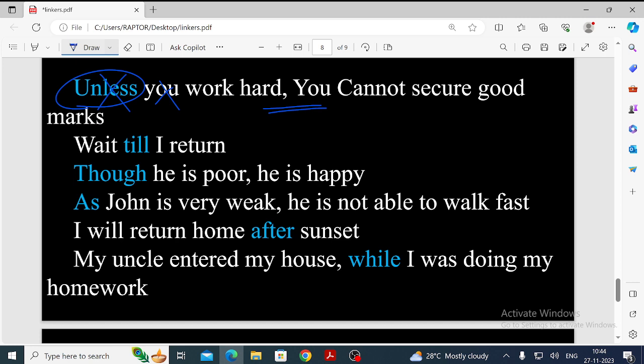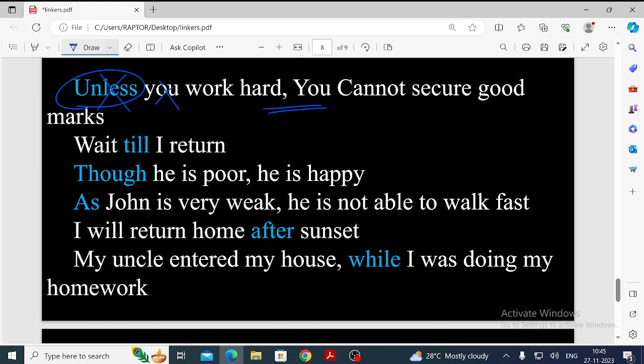What should be your option? Options I can give you: and, so, but, otherwise. What will be the answer? Otherwise. Even otherwise will be right, or will also be a right answer, or else also will be a right answer. Work hard, or you cannot secure good marks. Work hard, otherwise you cannot secure good marks. Work hard, or else you cannot secure good marks, okay. So you should remember the same.